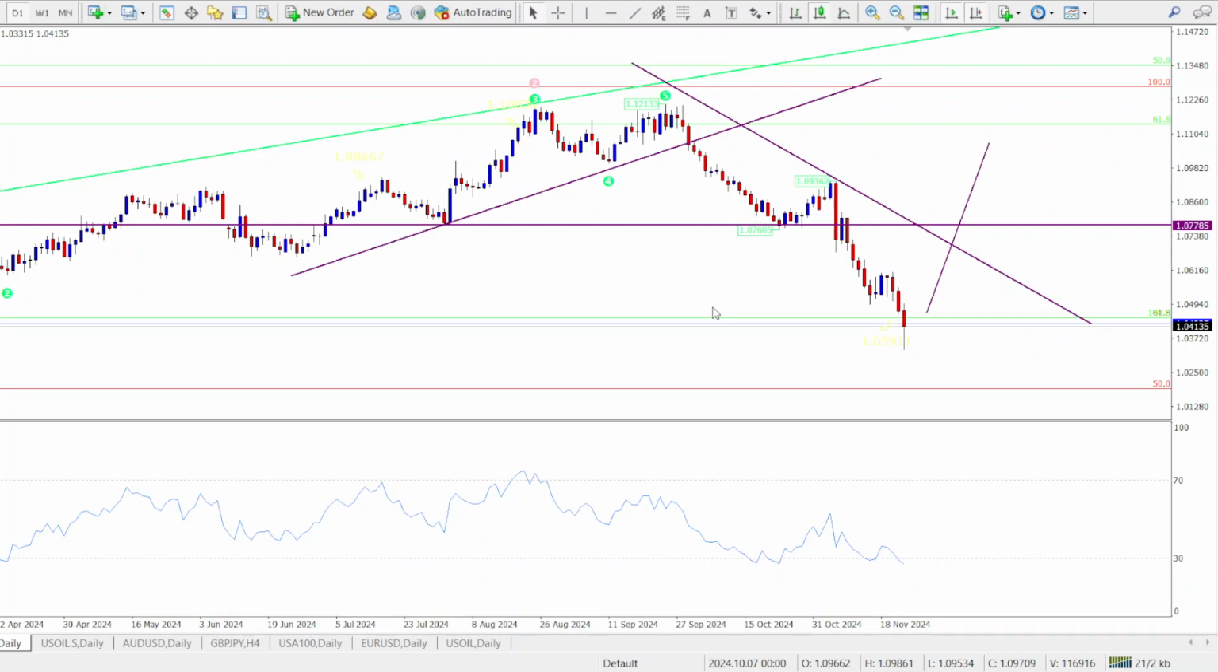In terms of lot sizes, pay attention to your lot sizes. Do not over leverage. If you are trading, do not use more than 2% of your account balance to enter a single position. It's not advisable. So that is it for this video.